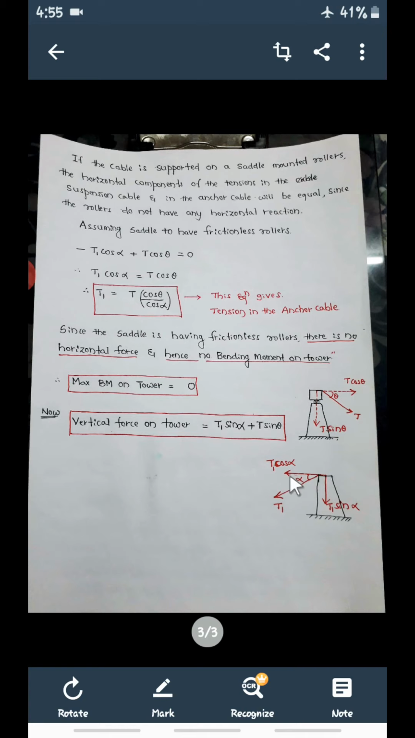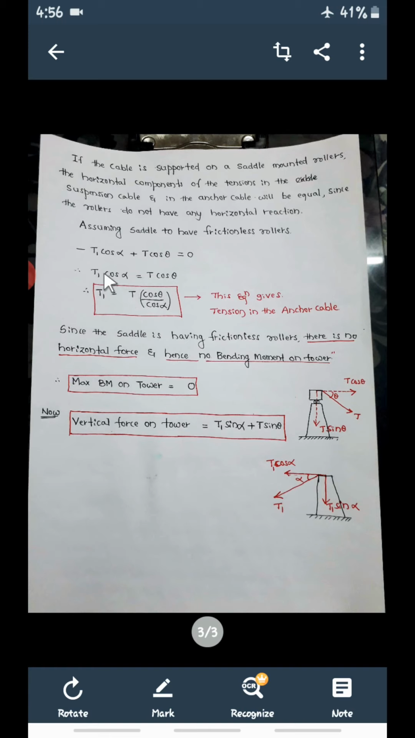So this is minus T cos alpha, this is alpha now, minus T cos alpha, and plus T cos theta, that is equal to 0. Horizontal summation Fx is equal to 0 because of the frictionless rollers. So now T1 cos alpha is equal to, you can take this term to this side, so this becomes plus T1 cos alpha is equal to T cos theta.